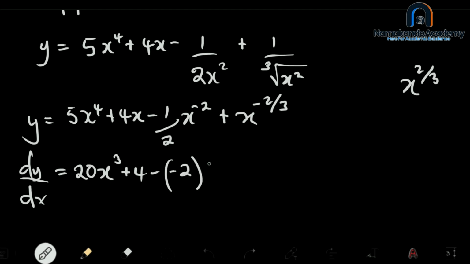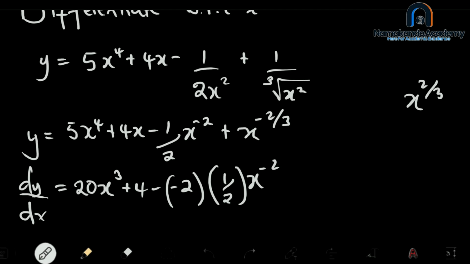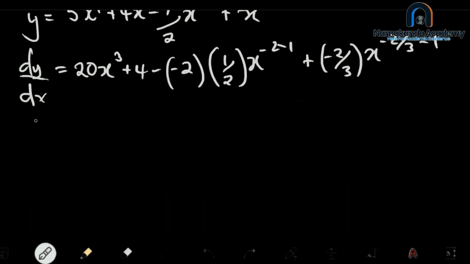Then negative 2 will come this side. There's a minus here, so we'll have negative 2 this side. This one will multiply with half. Then the same x will be raised to the power of negative 2, then subtract a 1. Then we have a positive negative 2 over 3 that will multiply with x. Then we say negative 2 over 3 as the power, subtract a 1. So this further simplifies to our dy dx being equal to 20x to the power 3 plus 4.